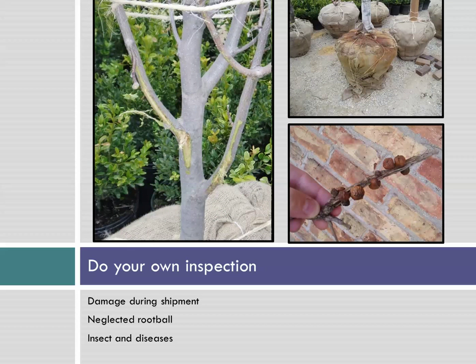Here's some problems I've encountered over the years. Here is a tree that when it was pulled off the truck as it was being delivered, the delivery guys scraped it up. If you look real closely, you can see there's a little bit of green under the bark. Photosynthetic tissue is just not in the leaves.